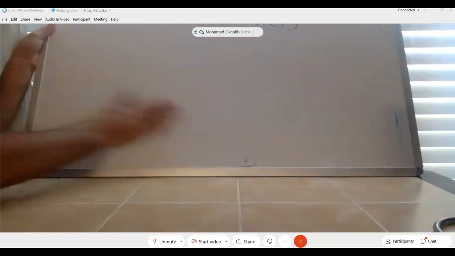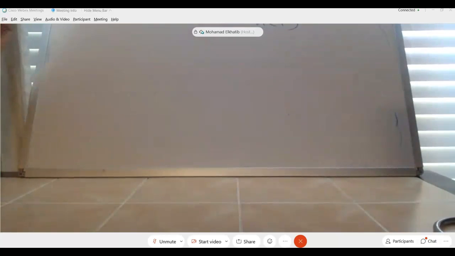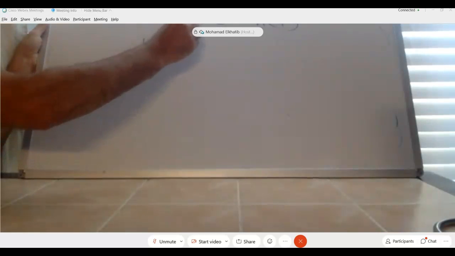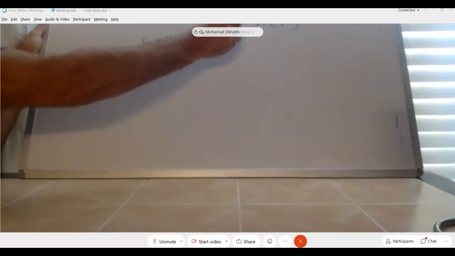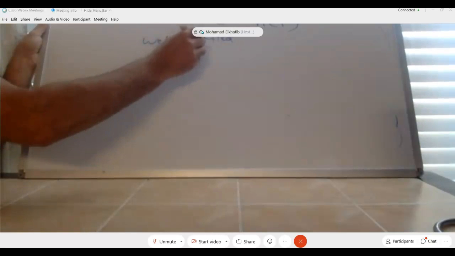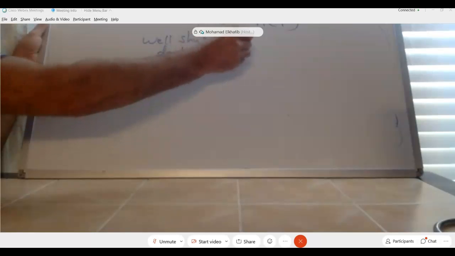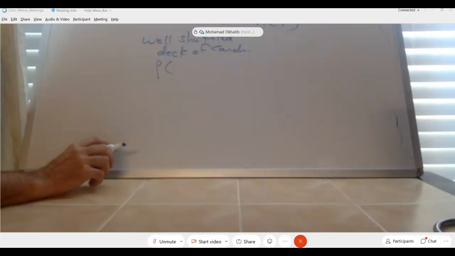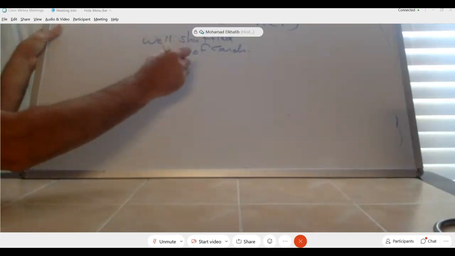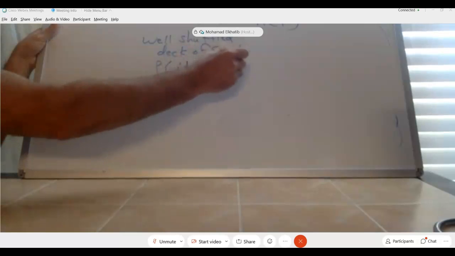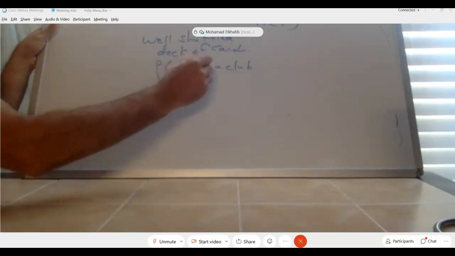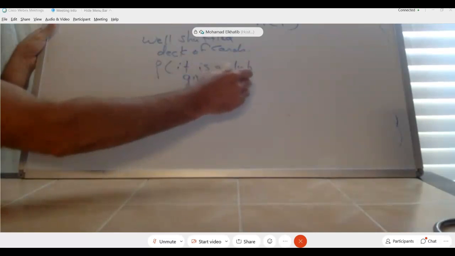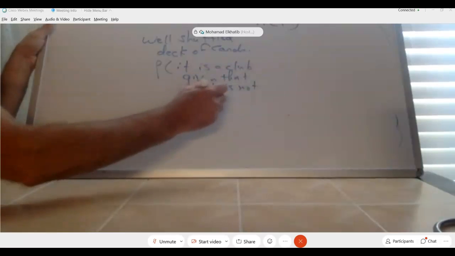Here's a question. You have a deck of cards, very well shuffled. Find the probability that it is a club, given that it is not a club. That's similar to your homework.